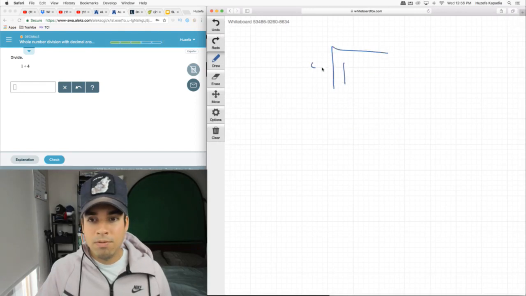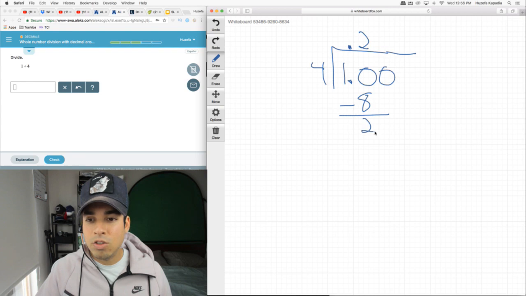1 divided by 4. I'm going to add 0.00 just like this. Now 4 can't go into 1. 4 goes into 10. Oh, let's make sure to put the dot on top. 4 goes into 10 2 times. 2 times 4 is 8. We do a subtraction. 10 minus 8 is 2.